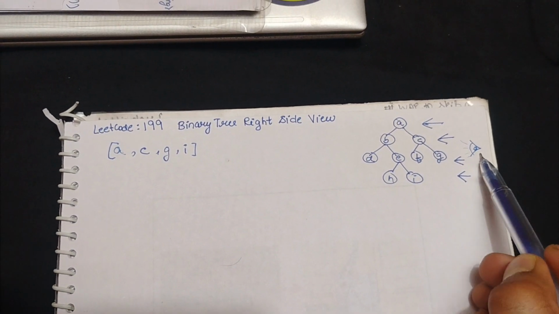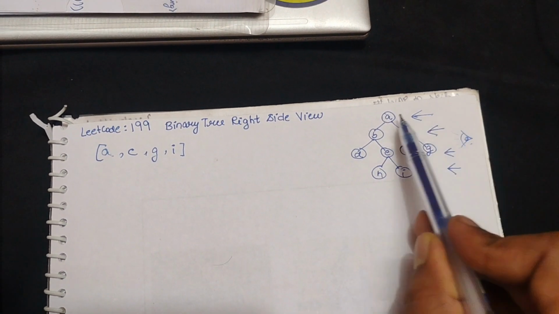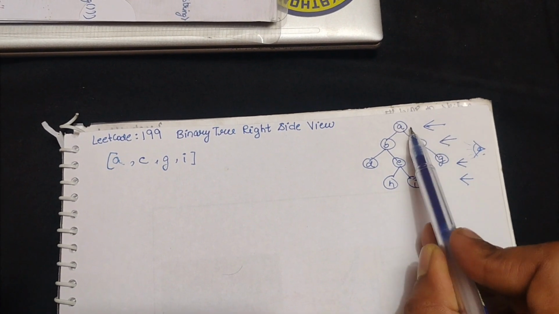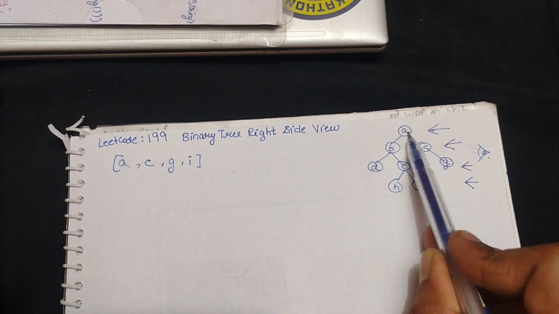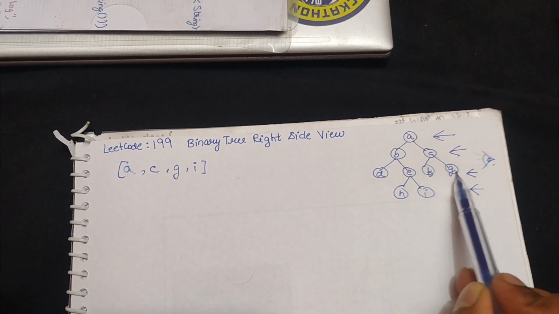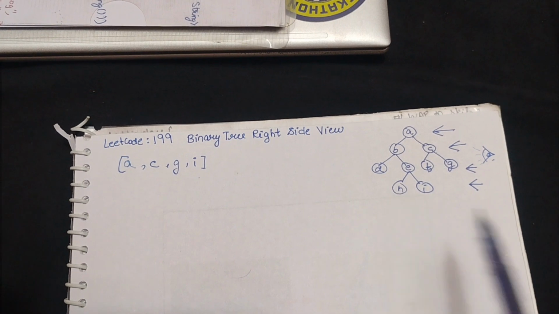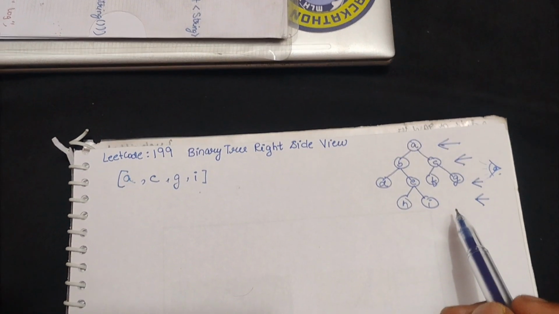If the observer is viewing the tree from the right side, it will see the first nodes from the right side, that is, the rightmost node of each level. You can see that's what is written over here. So this is the answer that we have to return.